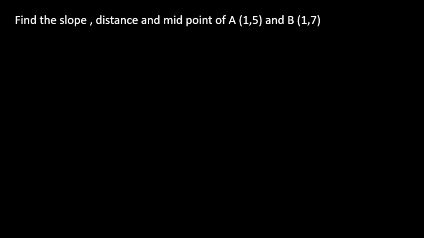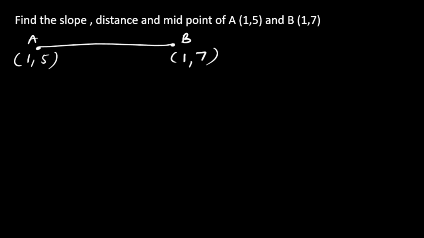So let's do the next example. Points are given to us. I'll draw a line segment AB. Coordinates of point A are 1, 5. Coordinates of point B are 1, 7. So we have to find the slope. Here you can notice the x coordinate is the same. Here it is 1. For point B also it is 1. So let us figure out when x is the same, what will happen.